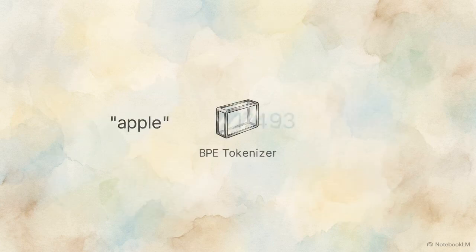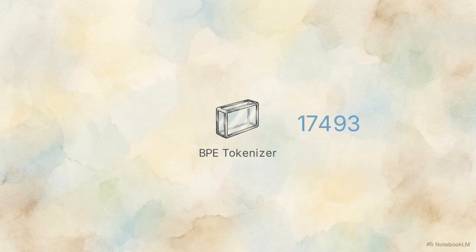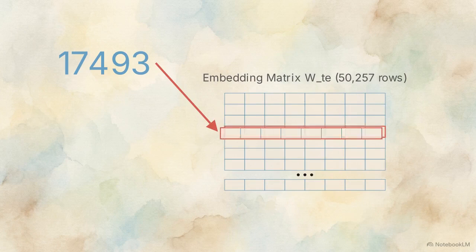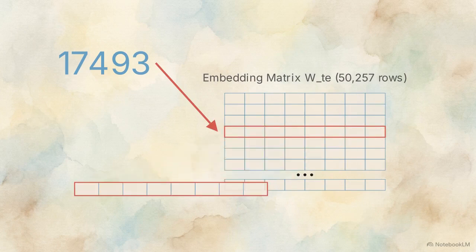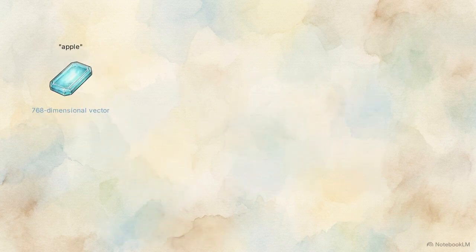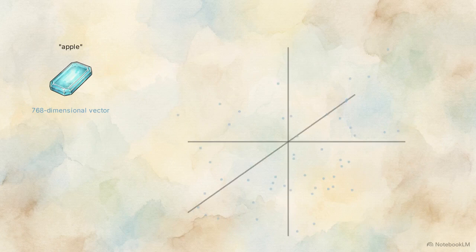In our target sequence, the BPE tokenizer evaluates the word apple and translates it into a distinct integer ID. For GPT-2's vocabulary, that ID is 17493. This integer acts as a strict lookup index in the embedding layer. The model searches its initial weight matrix and extracts the 17493rd row. For a model like GPT-2 Small, this row is a continuous 768-dimensional vector.